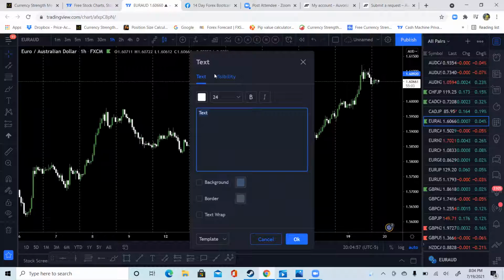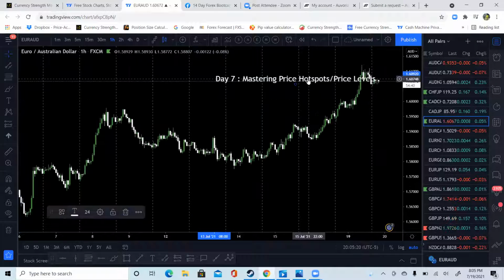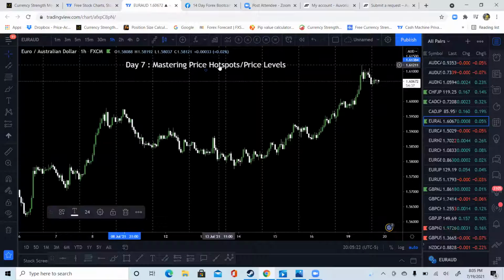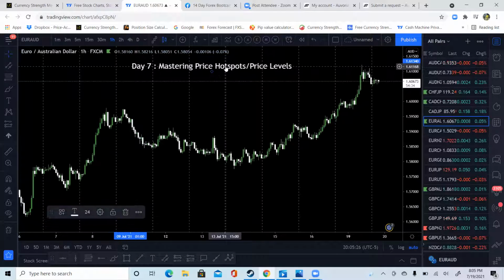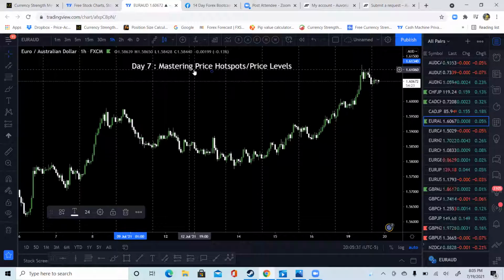So day 7, it's going to be mastering price hotspots. Other people call them price levels. So that's day 7. And this is, no matter what strategy you really trade, some form of what you're going to see in day 7 is going to apply to that strategy. This is like a backbone of a lot of trading psychologies, a backbone of it.